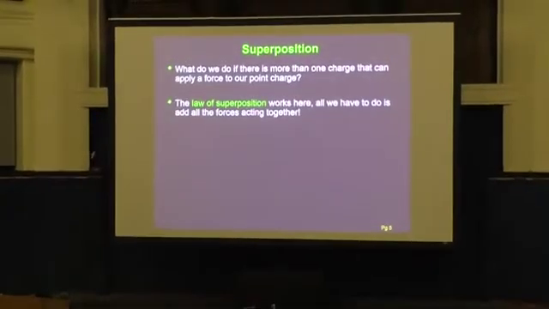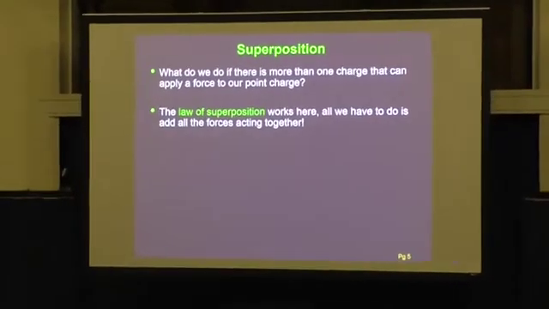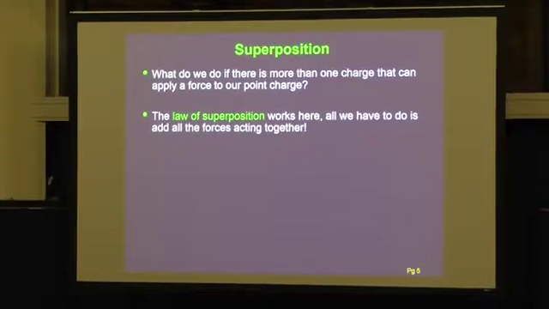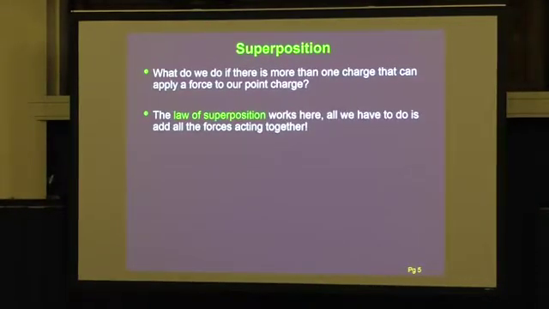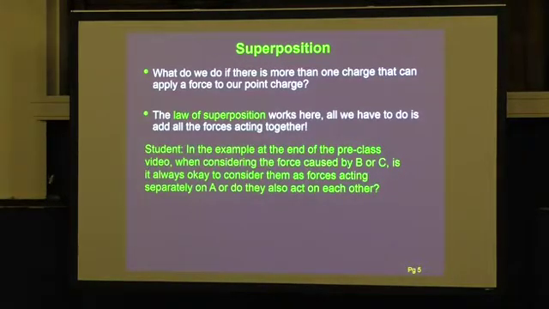And basically what this says is that all we have to do is find each force individually and add them up. All right? It's sort of the easiest way you can imagine this working, and luckily it works. Okay? And that's great. So in the example at the end of the pre-class video, when considering the force caused by B or C, is it always okay to consider them as forces acting separately on A, or do they also act on each other?